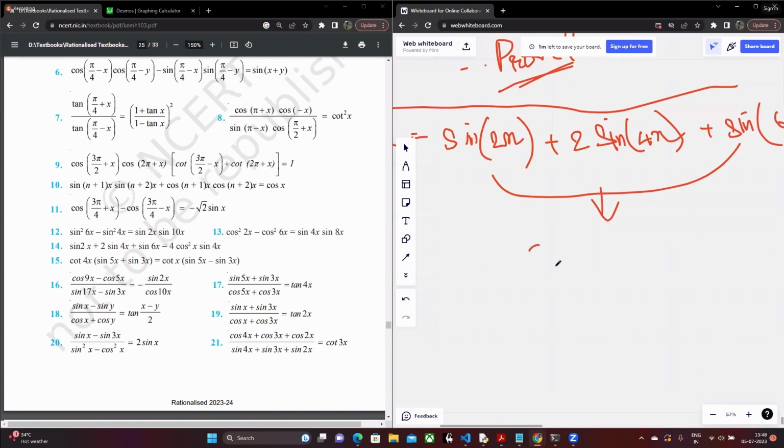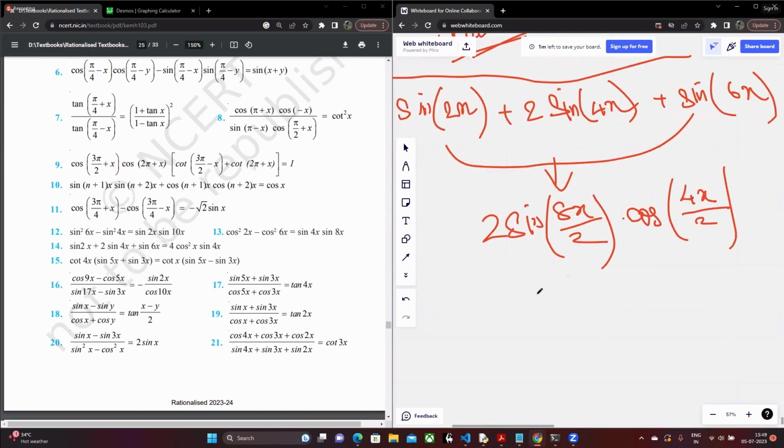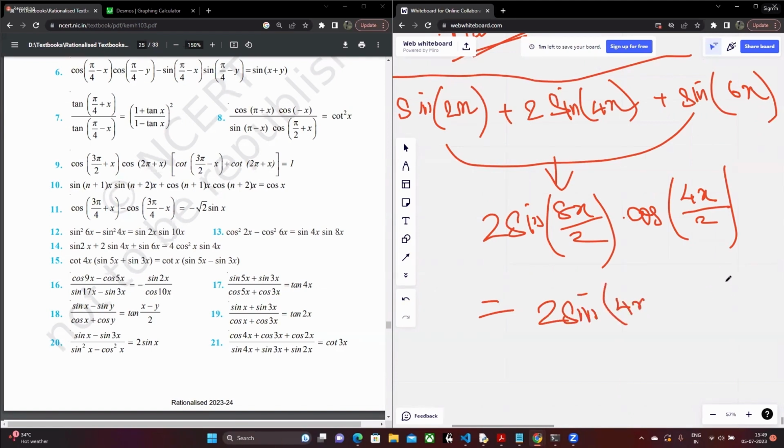This forms 2 into, this is 2 sine of, since it's a plus, is going to be 2x plus 6x divided by 2. That is going to be 8x by 2 into cos of, this is going to be 2x minus 6x by 2. That is going to be 4x by 2. It's actually minus 4x by 2, but since cos of minus theta is cos theta, I'm not bothering with the minus. Right. So this is going to be 2 sine of 4x into cos of 2x.